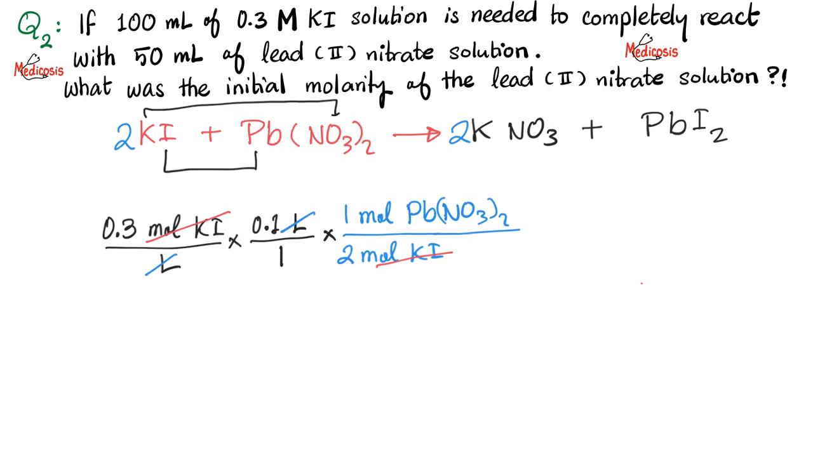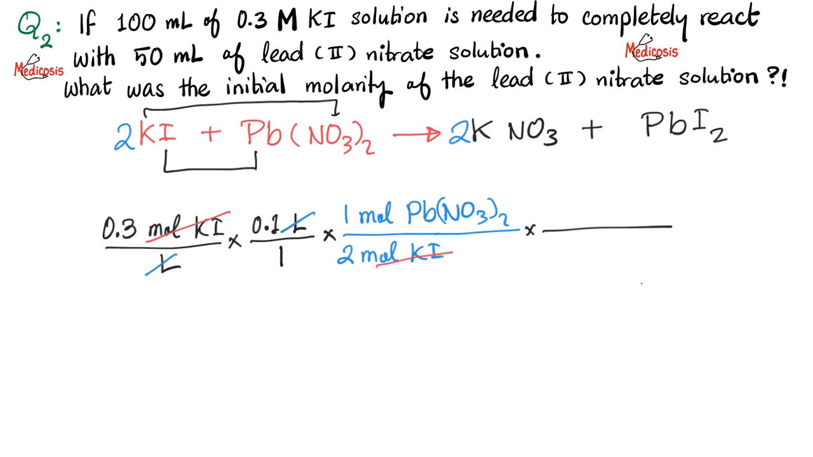What am I trying to achieve? You're trying to find the molarity of lead-2 nitrate. Oh, so molarity is number of moles per liter. So I need liters in the denominator. And they already gave me 50 mLs of lead-2 nitrate. 50 mLs, convert that to liters by dividing by 1,000.